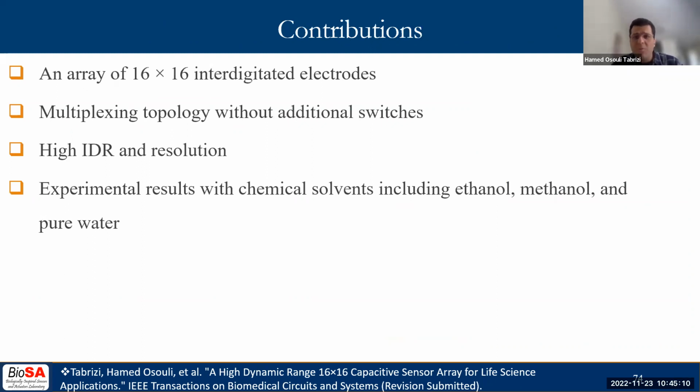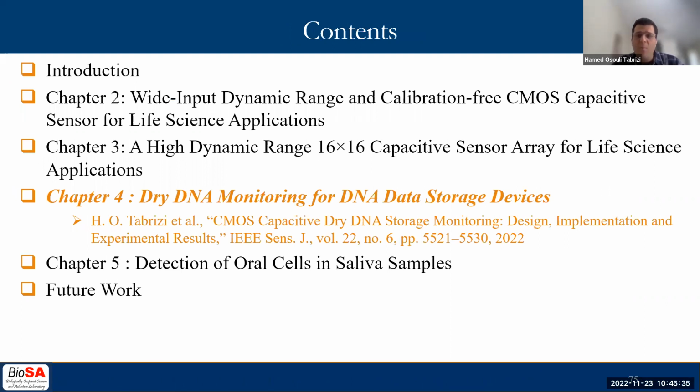In the list of contributions shown here, we summarize this paper in chapter 3. We've designed and implemented an array of 256 electrodes with a new multiplexing scheme and adapted the ECBCM and CCO circuit topology. Experimental results were shown, and they proved the functionality of the multiplexing, and we showed the sensitivity of the chip. Now we move forward to our 4th publication, which is the basis for chapter 4.